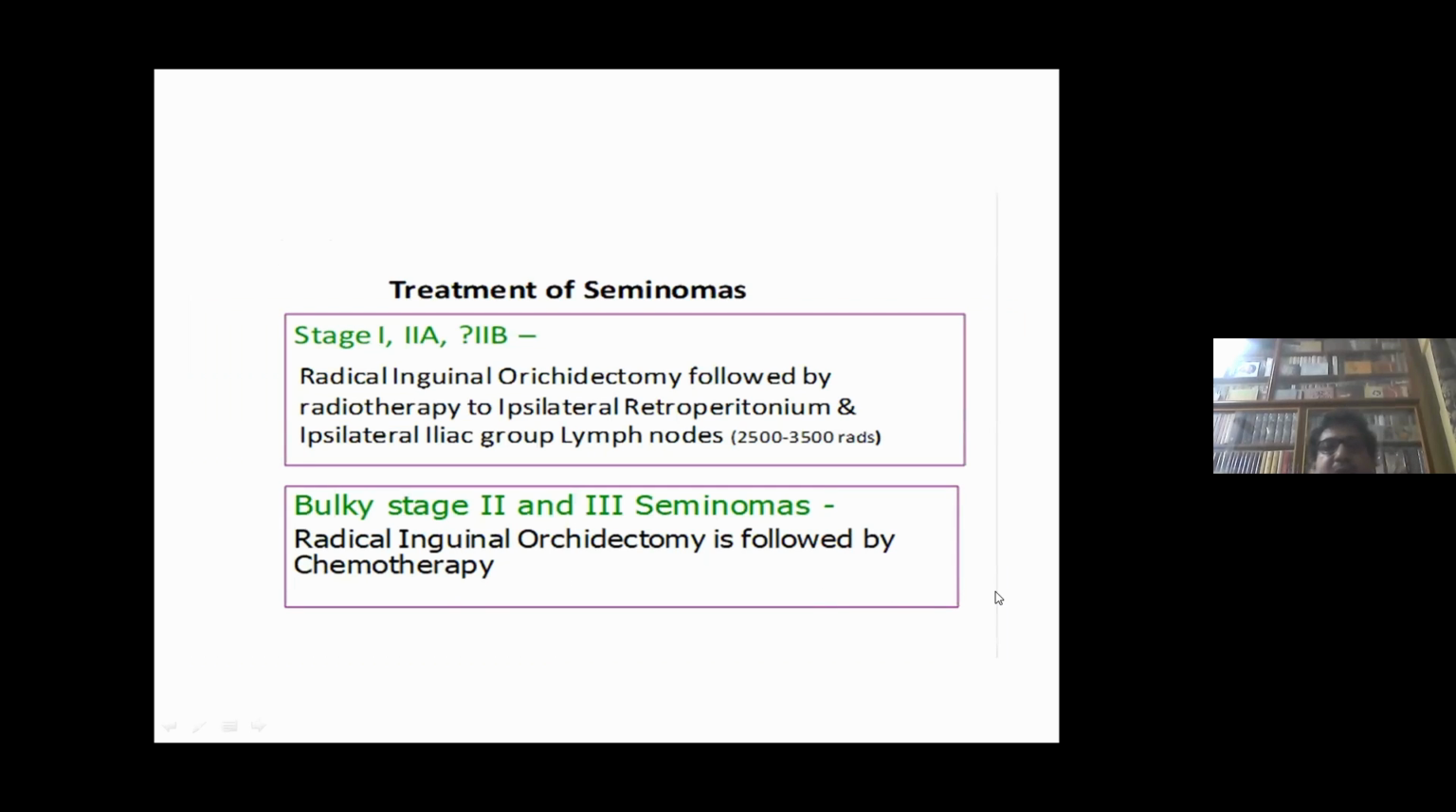Now treatment of seminoma, stage 1, 2A, 2B. Radical inguinal orchiectomy followed by radiotherapy to the ipsilateral retroperitoneum and ipsilateral iliac group lymph nodes is given. Bulky stage 2 and 3 seminomas: radical inguinal orchiectomy is followed by chemotherapy.